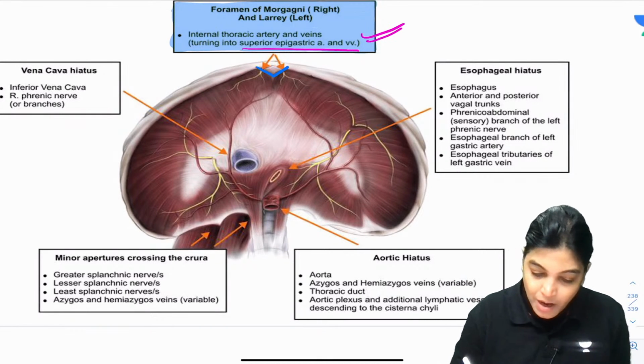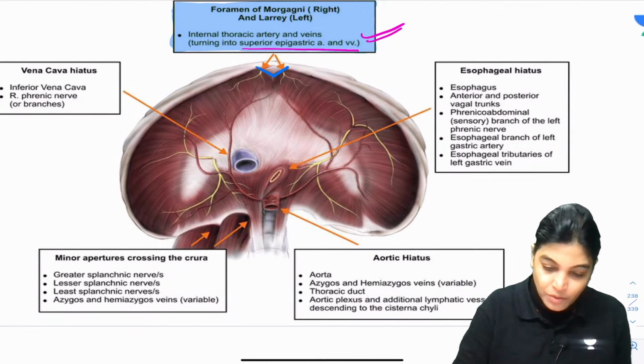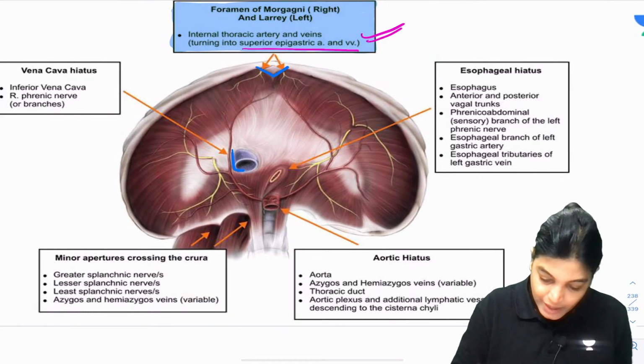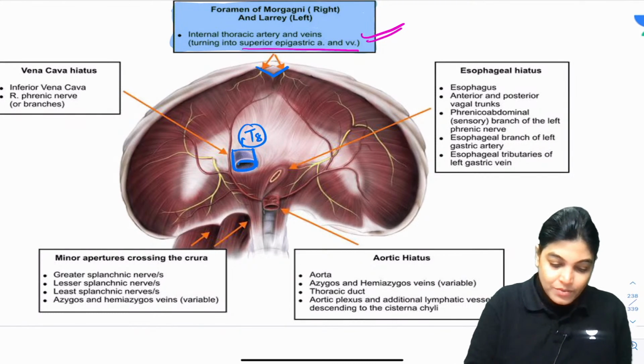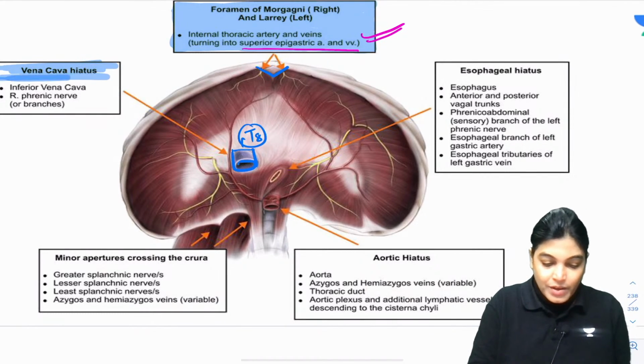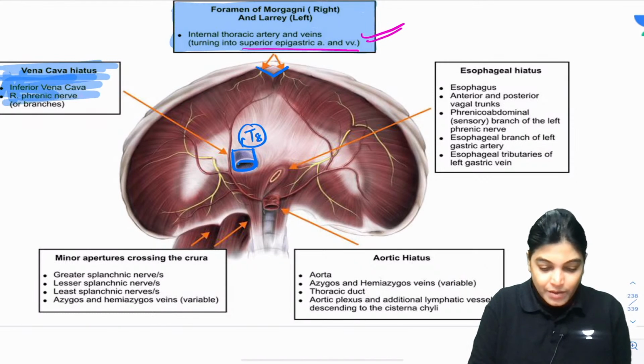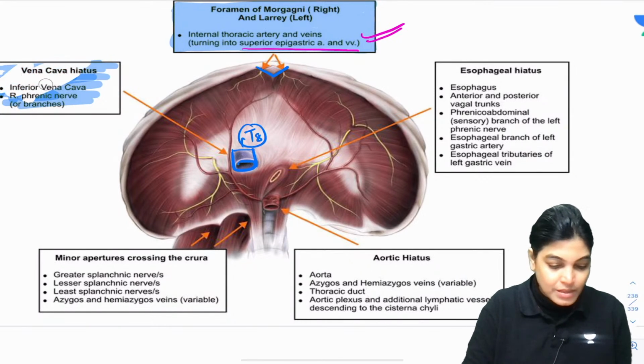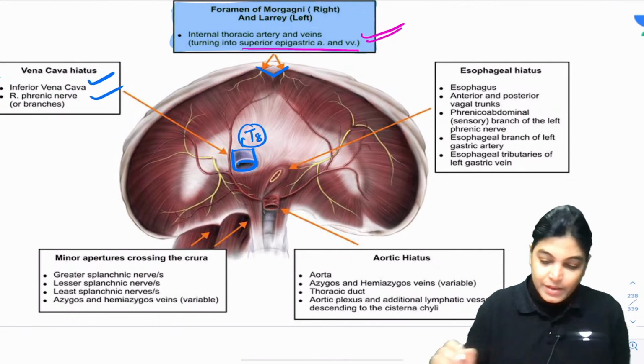Now let's talk about the vena cava opening. We know that the vena cava opening is exactly lying at the level of T8, and the structures traversing through it are the inferior vena cava and the right phrenic nerve.